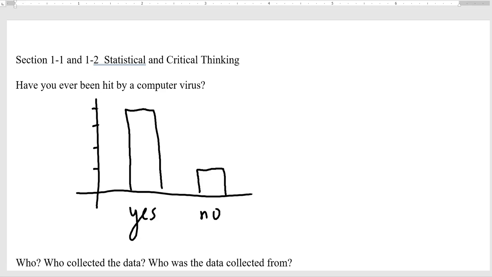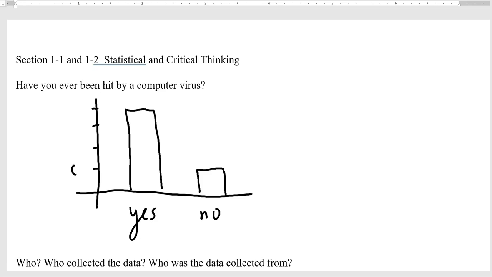Here's a type of study that I saw pop up where they asked, have you ever been hit with a computer virus? And you look at this and go, oh my gosh, everyone's getting this computer virus. I need to be nervous. Do I have my antivirus up to date? It looks like 4 times as many people have been hit by a computer virus than not, right? Well, if you look on the side, a lot of times they'll have these little numbers written on the side, and we don't look at that. We just look at this and go, dang, this looks 4 times bigger.